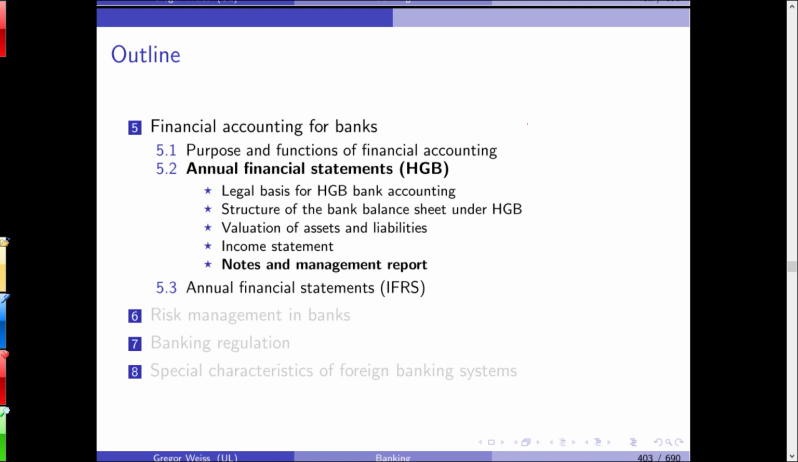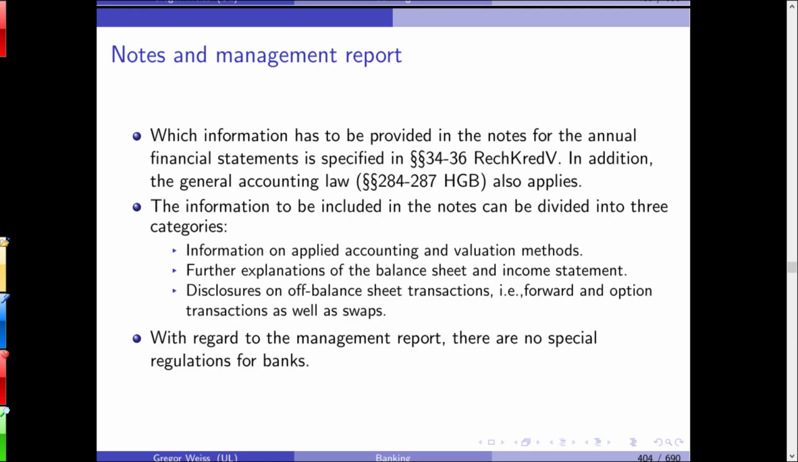And then last but not least, you will have the notes and a management report that are required under German law. Again, most of the information we've just seen is regulated by the executive order concerning the accounting of financial institutions. And in addition, the general rules of the German Commercial Code still apply. And the information to be included in the notes and management report can be divided into three categories.